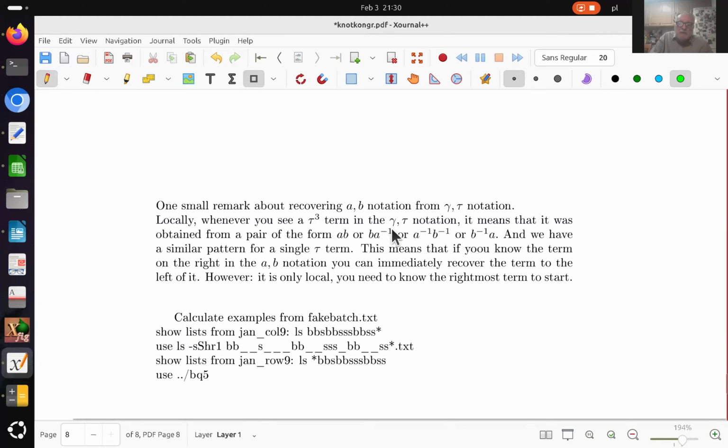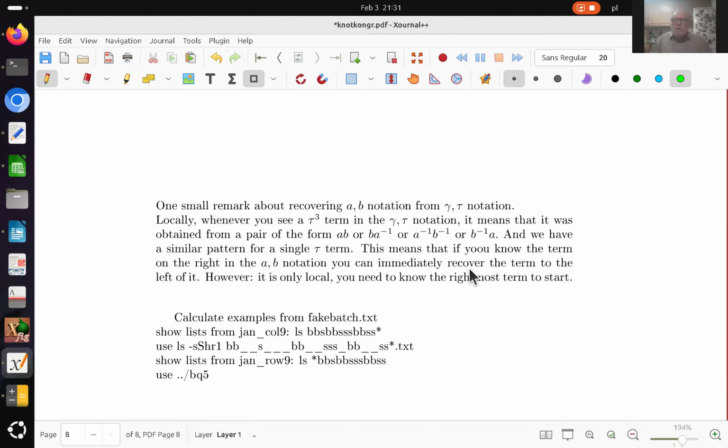If it is single tau, then it's the other way around. It's BA or A inverse B, or B inverse A inverse, or A B inverse, which means that you can easily recover the word in A and B letters if you want, if you know how to start. And you know how to start if you know the last term.